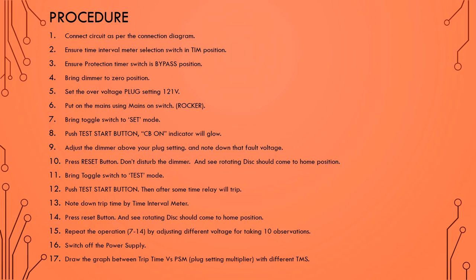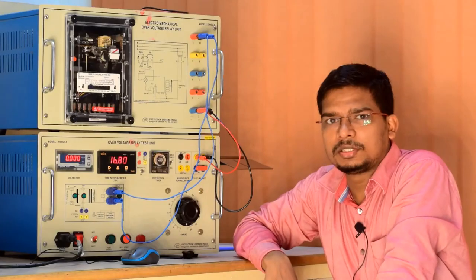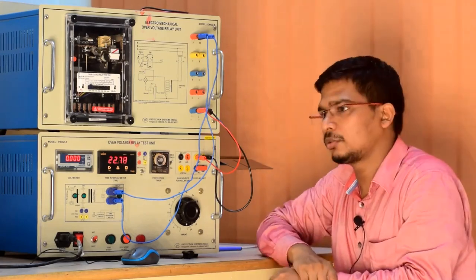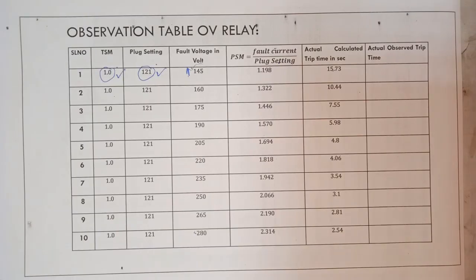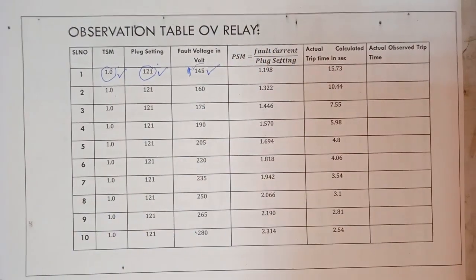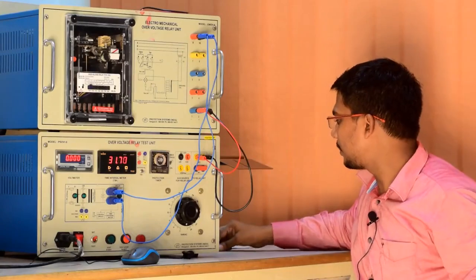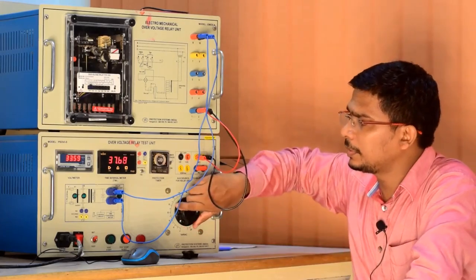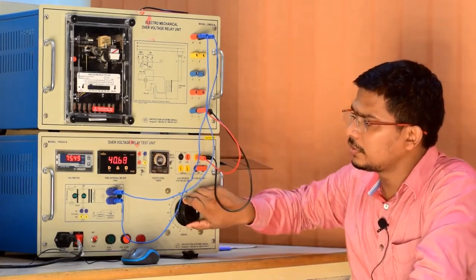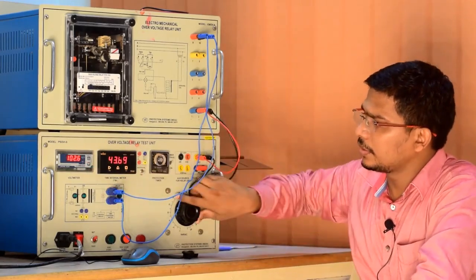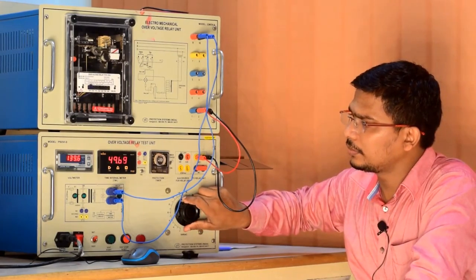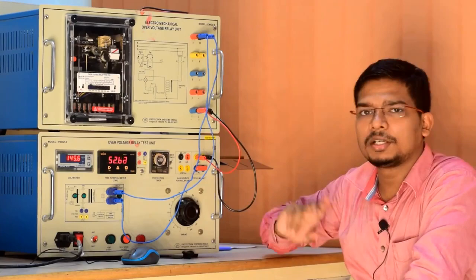So the next procedure is to adjust the dimmer above your clock setting and note down the fault voltage. So how much fault voltage? Already we have taken that from our observation. In the observation, what you can expect is 145 as the fault voltage. So that much volt we have to apply. Right now we will increase this through the variac and reach 145 in the voltmeter. So 125, 135, 145. So 145 we have applied.